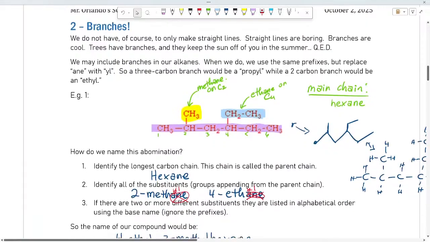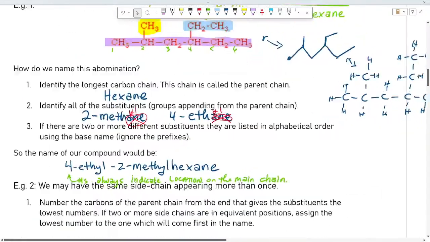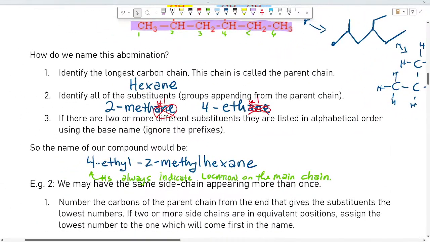So, that's the basic. Now, we can have branches. And if we have a branch, we just use the same naming. We just say that it's a blank-yl group. So you could have a hexane with a methyl group and an ethyl group. And what that means is that you've got a main chain that is hex, so that's 6, and it would have a branch that's 1 carbon long and a branch that's 2 carbons long.